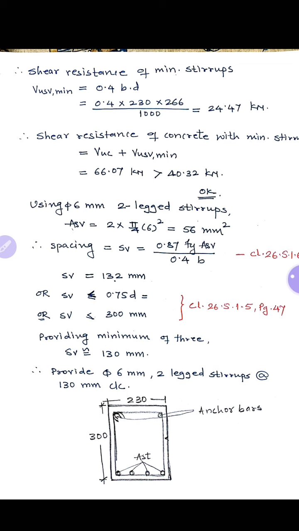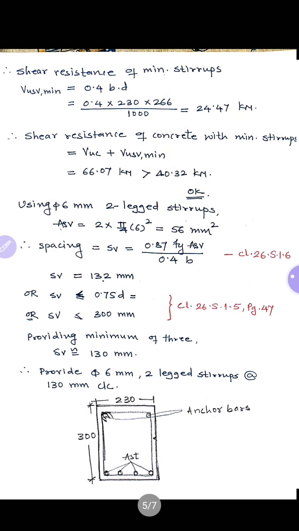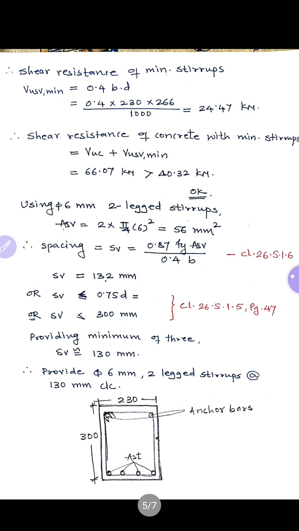Now we have to find out the spacing of the stirrup. Well, how do we calculate spacing of the stirrup? So this is as per clause 26.5.1.6, that is for the minimum stirrups. SV is equal to 0.87 FY ASV divided by 0.4 B. From this equation we will be getting SV is equal to 132 mm.